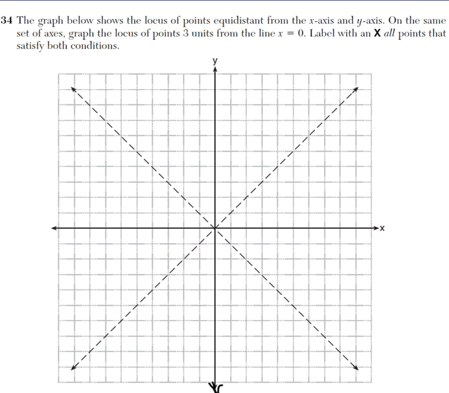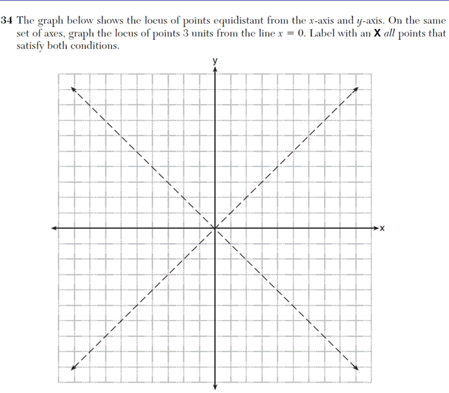In this video, we are going to go over problem 34 from the August 2012 geometry Regents. The graph below shows the locus of points equidistant from the x-axis and y-axis on the same set of axes. Graph the locus of points 3 units from the line x equals 0. Label with an x all points that satisfy both conditions.